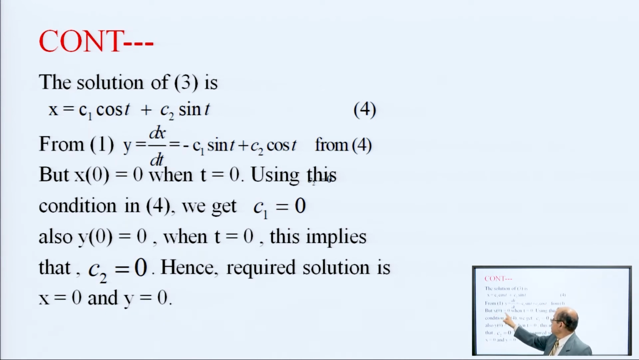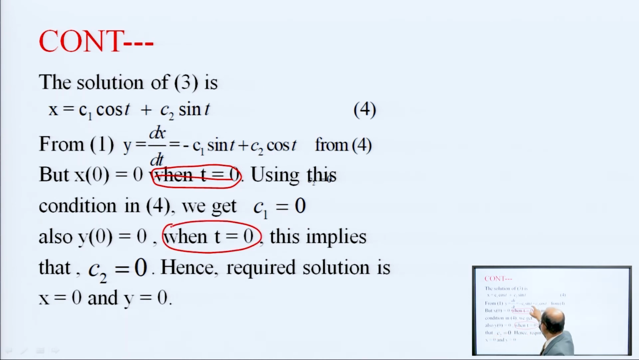But x(0) is equal to 0 means x is equal to 0 when t is equal to 0. Using this condition in 4, we get c 1 is equal to 0. Also, y(0) is equal to 0 means y is equal to 0 when t is equal to 0.